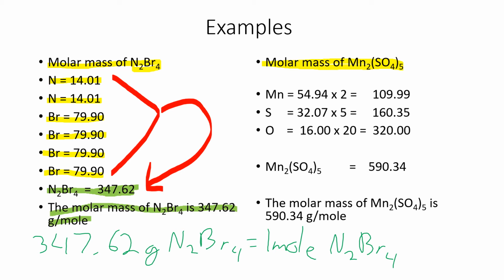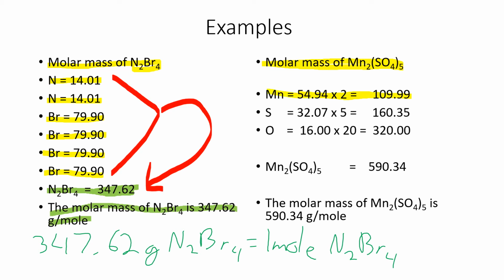So you look at the manganese. How many manganeses do we have? Well, when you look at the manganese, you're going to see we have 2 manganese. So each manganese is at 54.94 when we look it up on the periodic table. We have 2 of them, so we can total together all the manganeses.